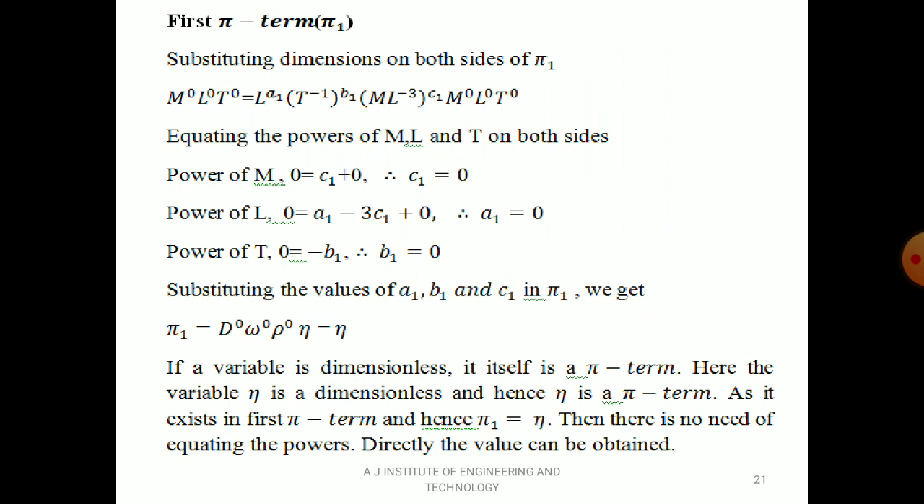So we can substitute back the values of b1 and c1 in the second expression, and we again get the value of a1 as 0. So substituting the values of a1, b1, c1 in pi 1, we get pi 1 equals d to the power 0, omega to the power 0, rho to the power 0 into eta, so that is equal to eta only. So when we have the repeating variables multiplied by any dimensionless term, then we are going to get the dimensionless term as the pi term. So you can directly write that, otherwise you can just go through the procedure like this.